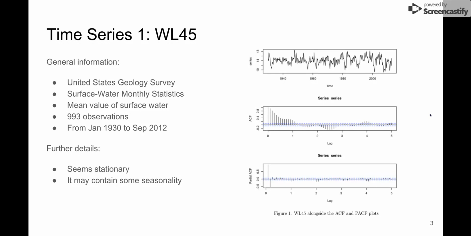So the first time series, here's a data set by the United States Geological Survey. It includes surface water monthly data. Each observation is a mean value of the surface water, with total observations of 993 from January 1930 to September 2012. As we can see in this plot, this time series seems to be stationary, or rather stationary.